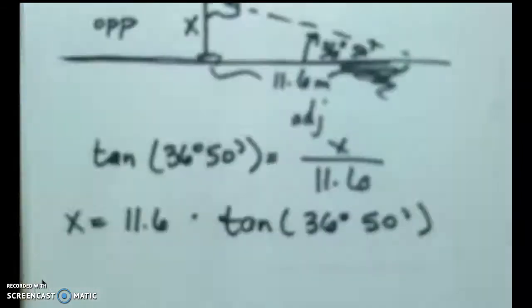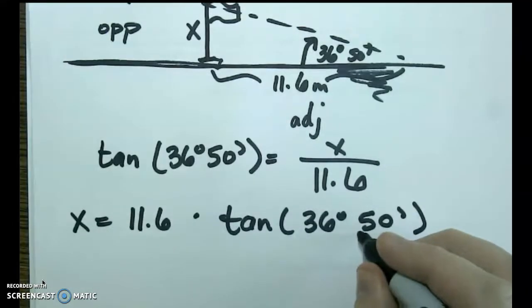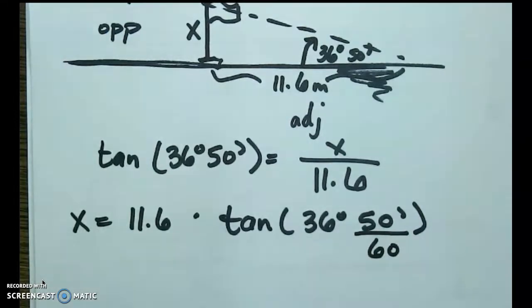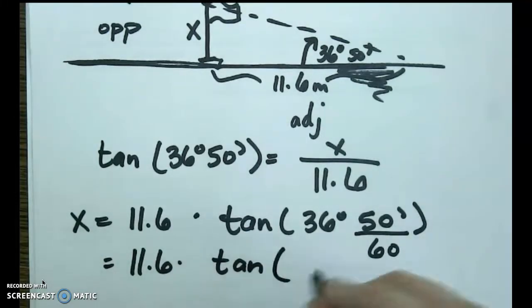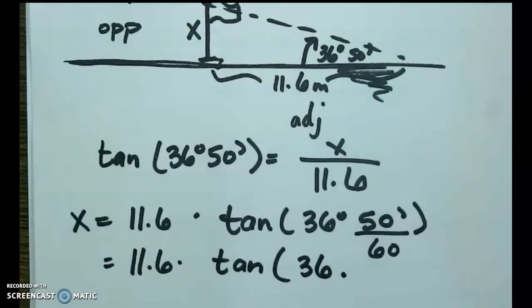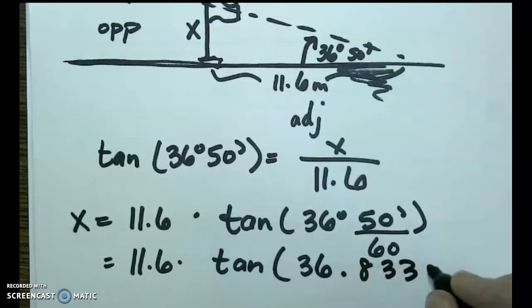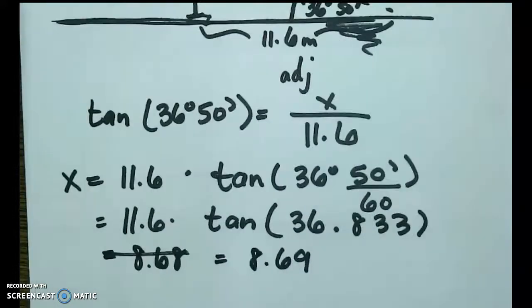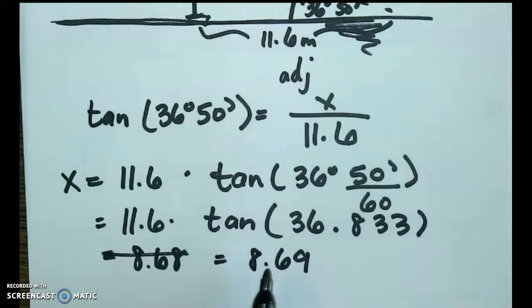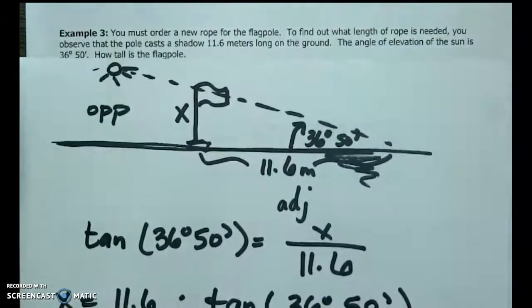Okay. Then on your calculator or online, you're going to want to make sure you change the minutes into degrees by dividing by 60. Okay, and that's going to be 5/6, 0.833 repeating. And then go to your calculator and type all that in. Make sure you're in degree mode. And my calculator gives me 8.688, which you can round to 8.69. And units, this is meters.